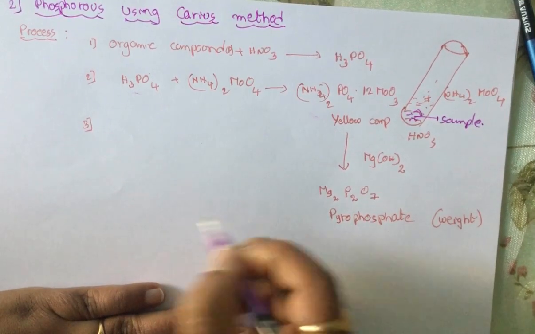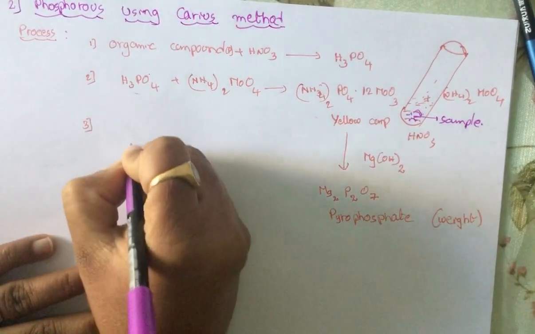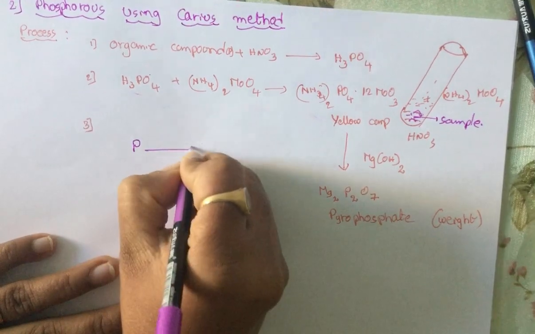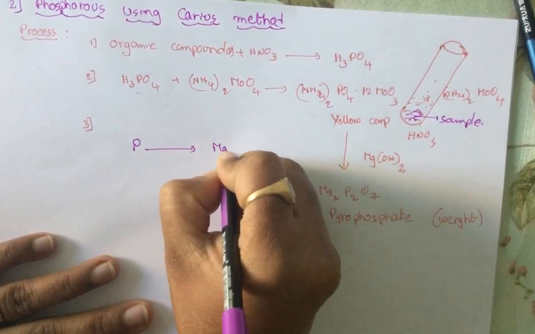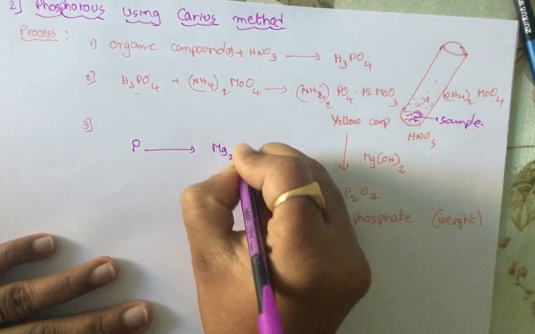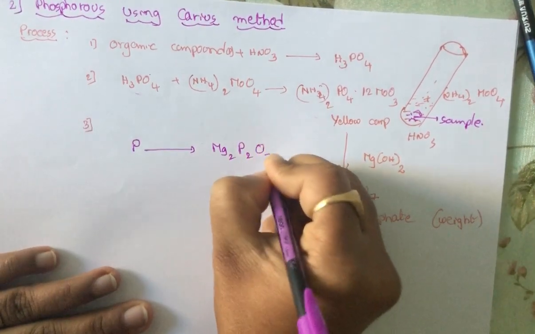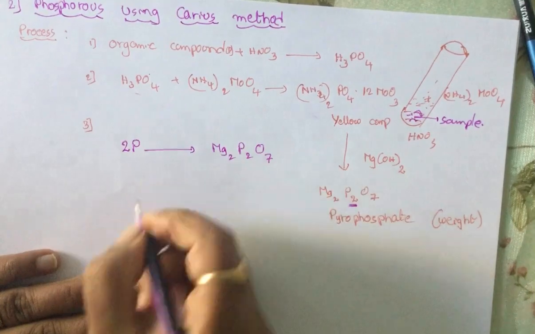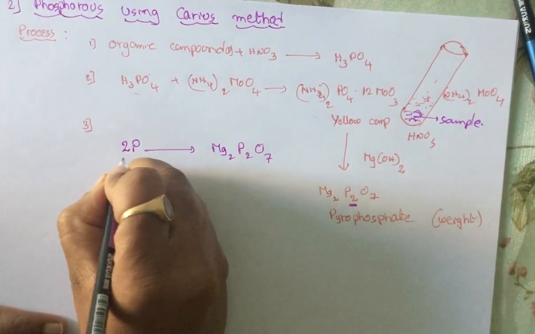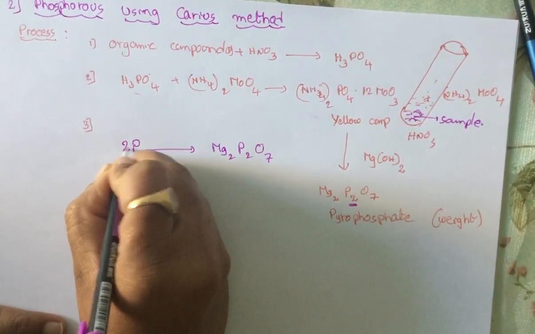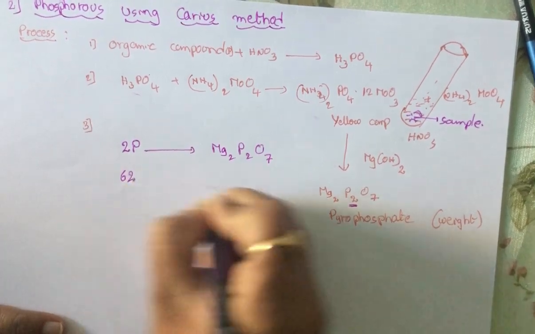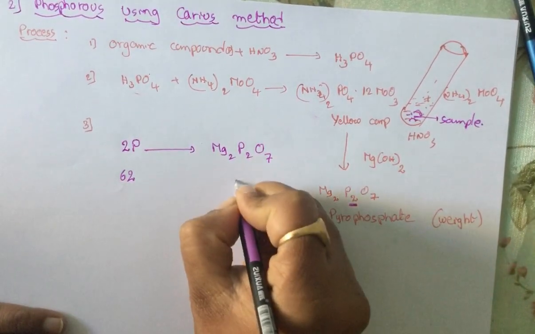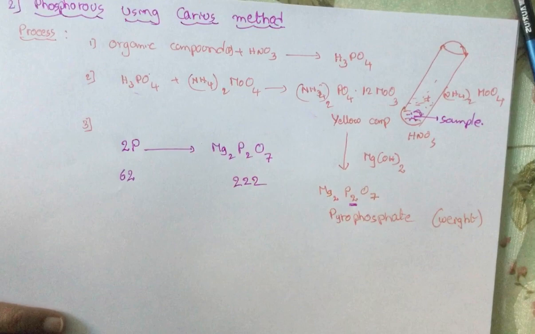Find its weight. So in this process, what are we doing? We are converting phosphorus into magnesium pyrophosphate. And we know here there are two phosphorus atoms. So what is the gram atomic weight of phosphorus? 31. 31 plus 31, 62. And the gram molecular weight of pyrophosphate is 222.